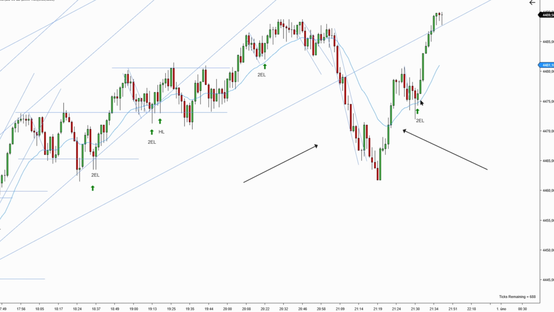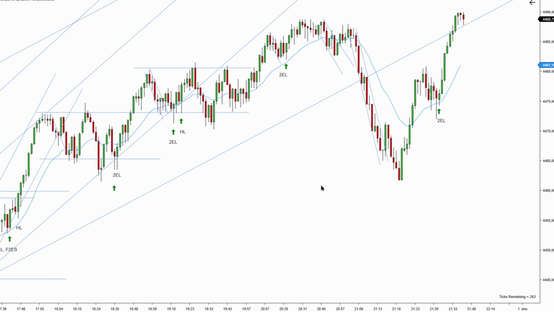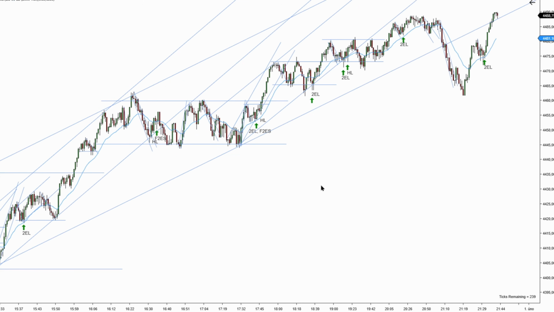But this is a 2-legged pullback at the key entry point, and take a look, strong bullish momentum, and you're expecting to get a new extreme. So the context is completely perfect. Well, we actually got a decent high probability setup at the very end of the move. So this was the structure for the day.